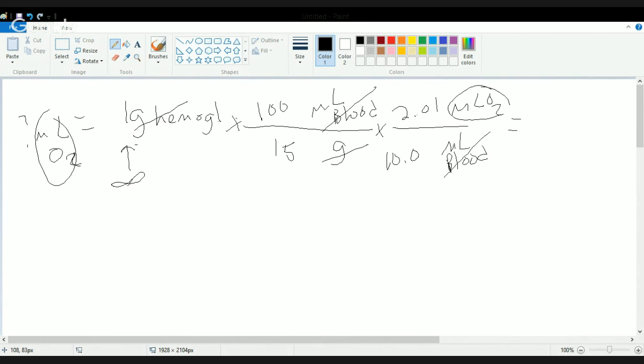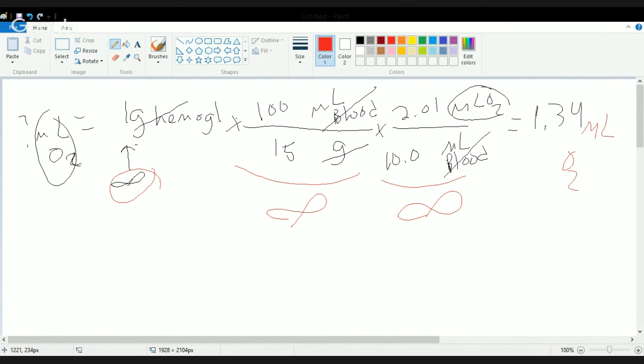So here we go. I get 1.34. That's what my calculator spit out. I already designated that my first number is infinite sig figs, and I can only assume, based on how things are written, that these are also infinite sig figs. So I can't grade you on sig figs. I can just put whatever I want for an answer, and I'm just going to keep 1.34. It seems like a good answer to have. I just need milliliters of oxygen for my units, so I'm good.